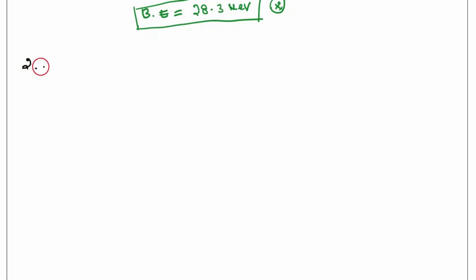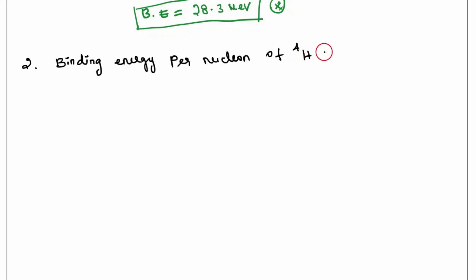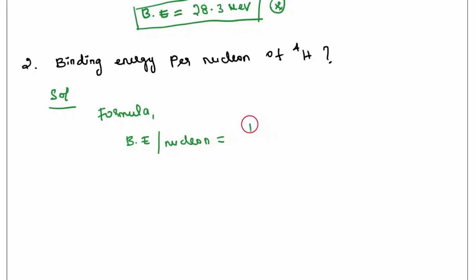So then problem 2, then binding energy per nucleon of helium 4. How to find out? Solution. What is the formula? We have to discuss from the previous classes. So then binding energy per nucleon. So அதான் கேட்டிருக்காங்க. அப்போ binding energy by mass number. அப்போ இங்க என்ன கேட்டிருக்காங்க? Binding energy per nucleon of helium 4.